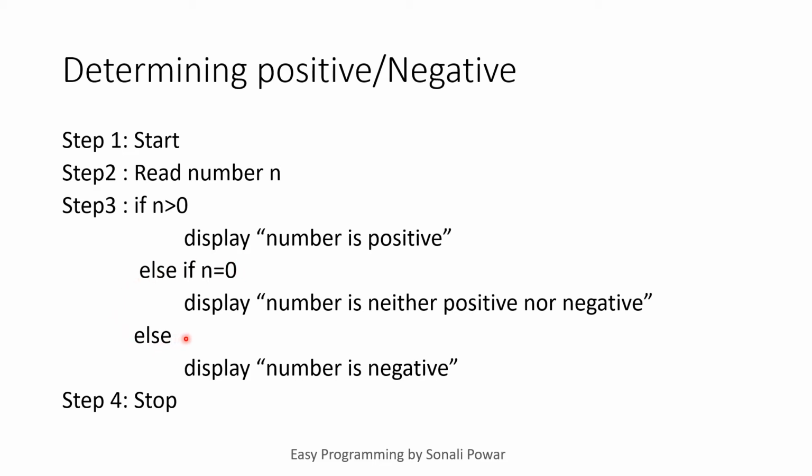There is no condition there. I just display number is negative. Why am I not writing any condition here? If the given number is not greater than 0 and not equal to 0, it means it is less than 0. So I just directly display number is negative and I stop my algorithm. This is the way to check whether a number is positive or negative.